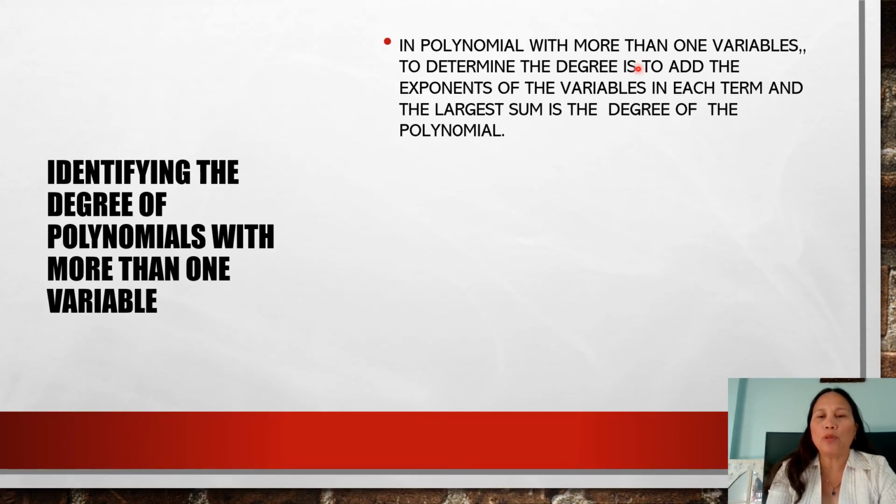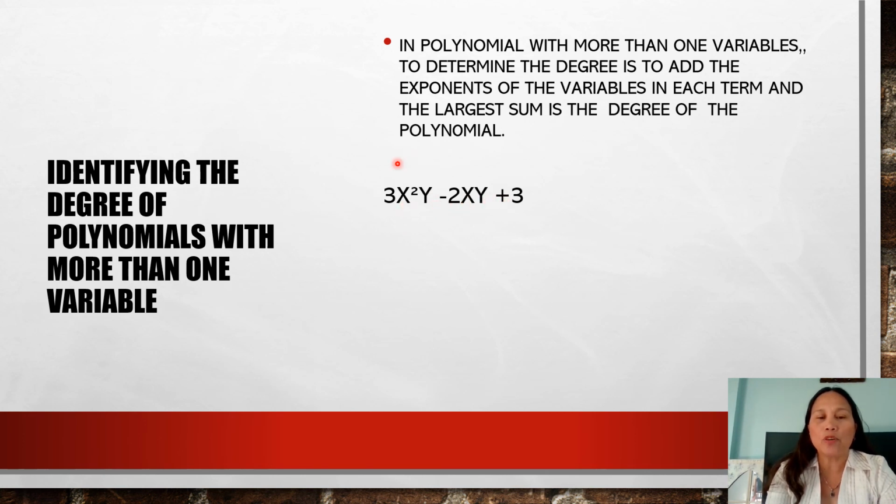Now, in a polynomial with more than one variable, to determine the degree, add the exponents of the variables in each term. And the largest sum is the degree of the polynomial. What does that mean? If our polynomial has more than one variable, let's say it has x and y, we just add the exponents in each term. And the highest total is the degree of the polynomial. So let's have an example. 3x squared y minus 2xy plus 3.